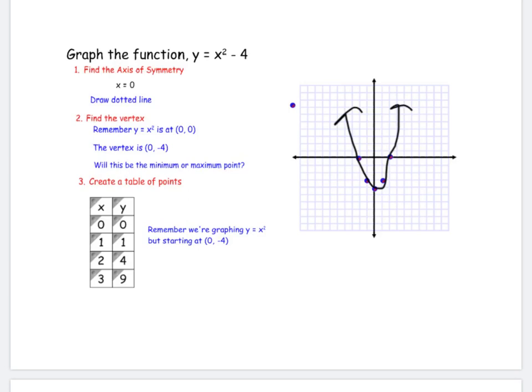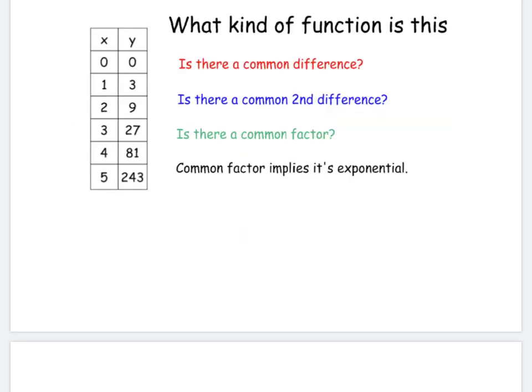Then if we're looking at our final example in a table, is there a common difference? The answer is no. Is there a second common difference? The answer to that is no as well. And there is a common factor. That common factor is 3. So if there's a common factor, it implies that the function that you're looking at is exponential.